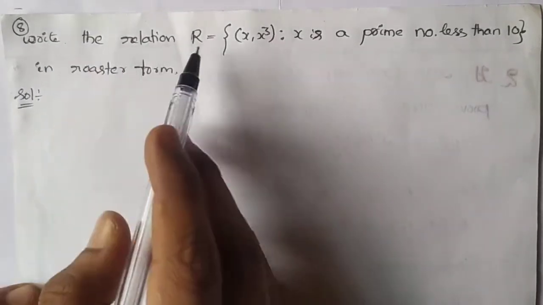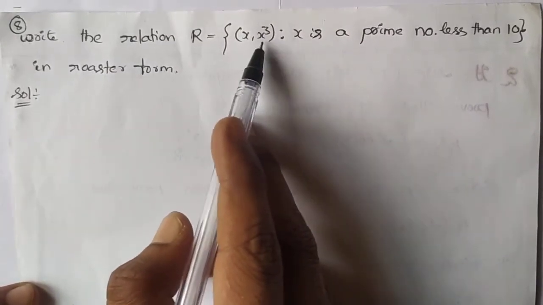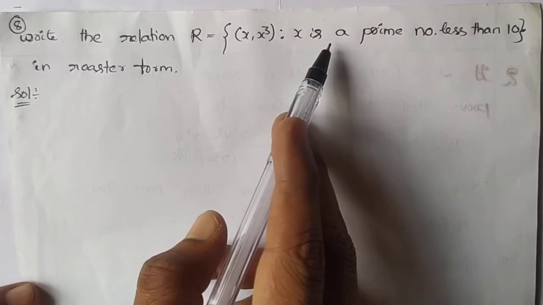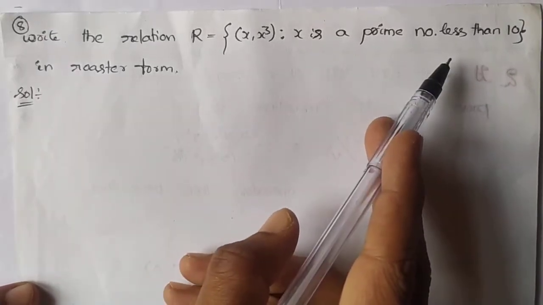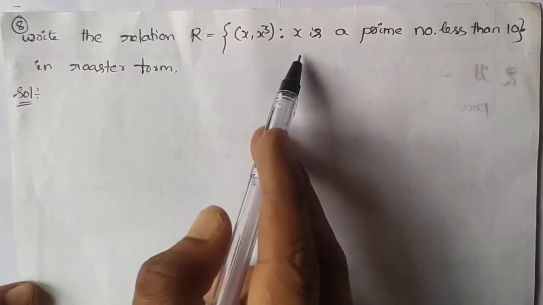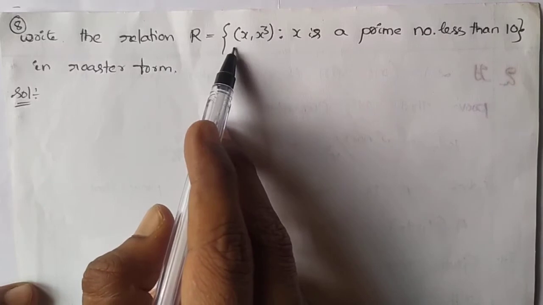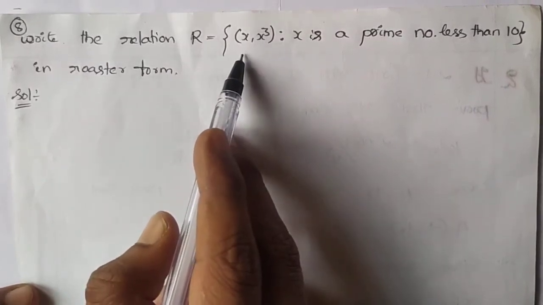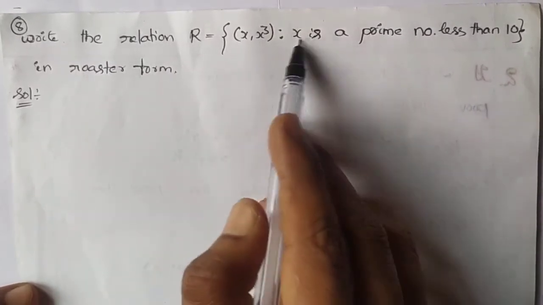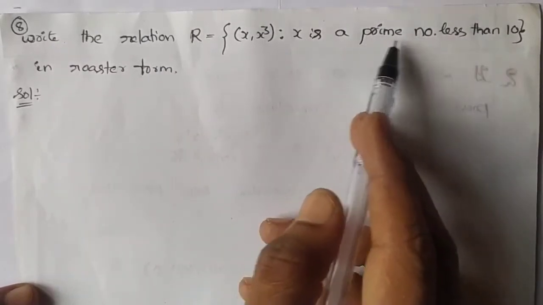Write the relation R equals to {(x, x cube) such that x is a prime number less than 10} in a roster form. The relation we have is in set builder form. We have to write this relation in roster form. Here the condition is given that x is a prime number less than 10.